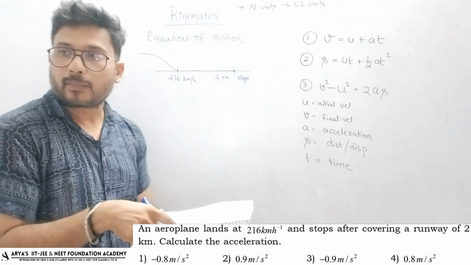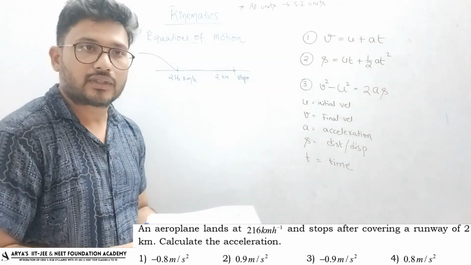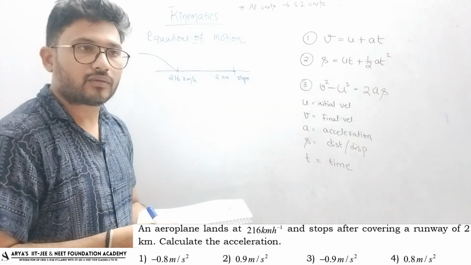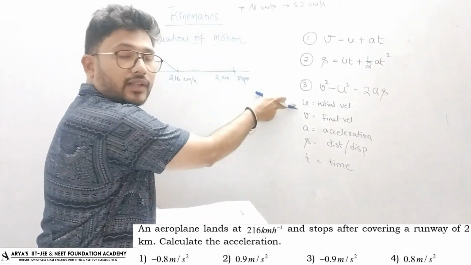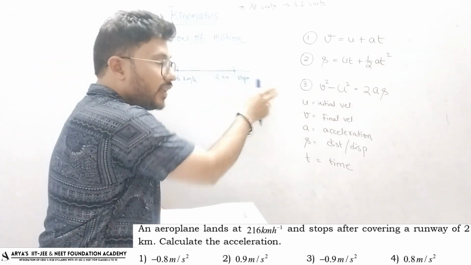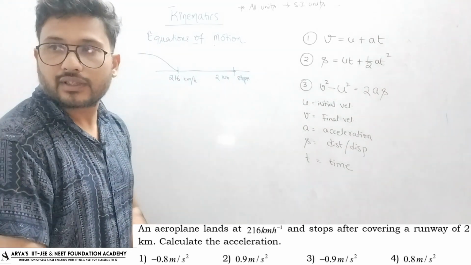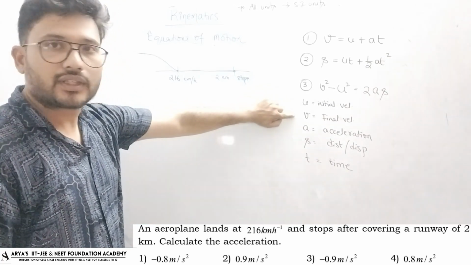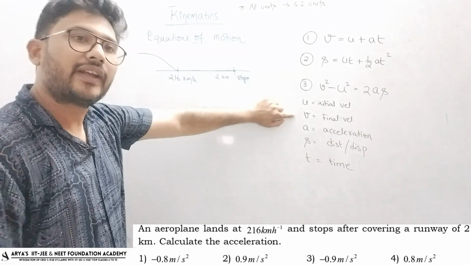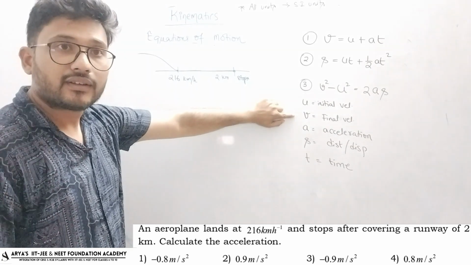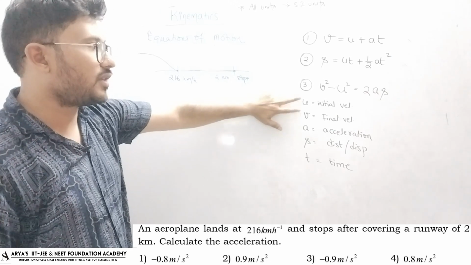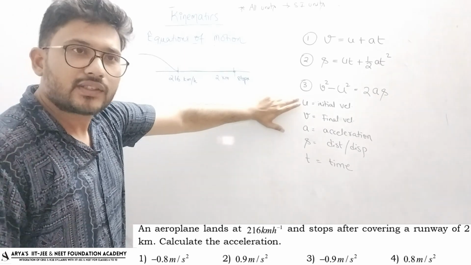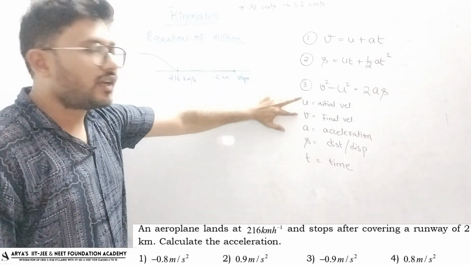You see, in the previous question, the body is starting from rest, the body is falling freely. In such types of cases, you take u is equal to 0. Initial velocity is 0. What is meant by initial velocity? What is the meaning of initial velocity? Velocity at the initial point. What is final velocity? Velocity at the final point. What is meant by initial velocity and what is meant by final velocity? Initial velocity means velocity at the initial point.